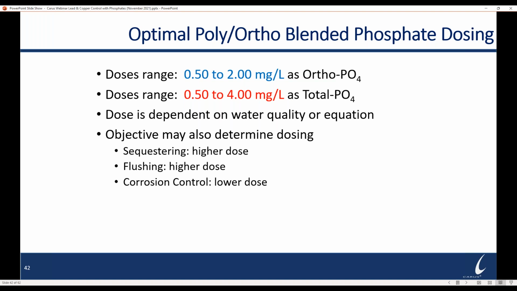That will be based on how much iron and manganese and how much calcium carbonate you're looking to sequester or tie up in the system. So that will shift as well. If you don't have a lot of stuff to sequester, your ortho and total number will be much closer together because you don't have much polyphosphate in the system. This will be based on the product and your water quality, which determine what the levels of ortho and total will be in your system.